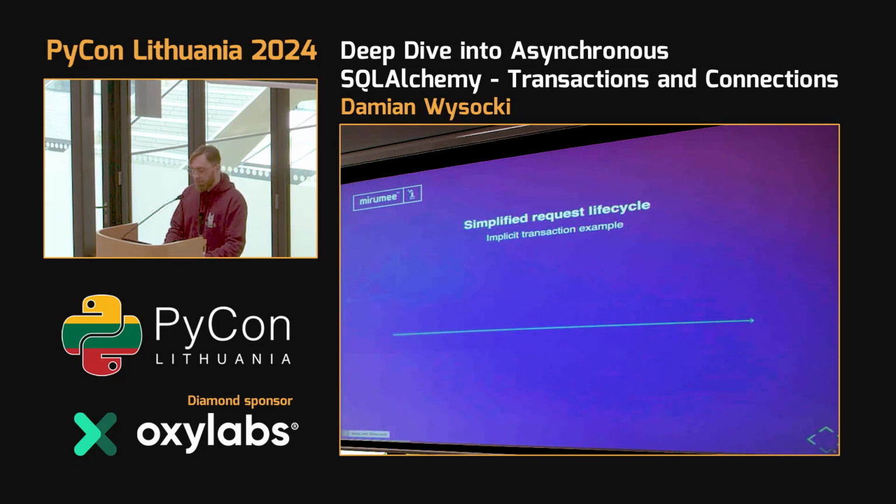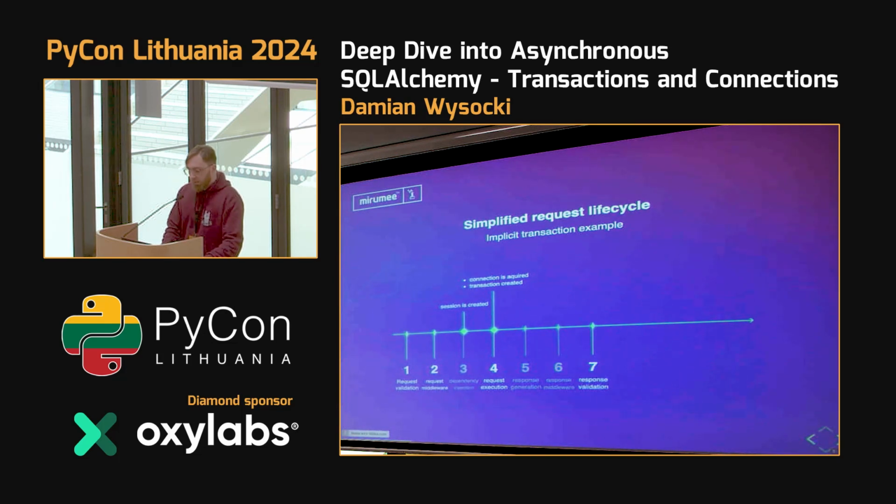Here we have a simplified request lifecycle in FastAPI, focusing only on the interesting steps because this is not a presentation about FastAPI itself. So, in the third step, we have dependency injection, which creates a SQLAlchemy session. Moving on to the fourth step, we execute the request, acquiring the connection and creating the transaction. Moving on, in the ninth step, we return the response. Finally, in the last, 10th step, the transaction is closed, the connection is released, and the session is closed. This is accomplished by the AsyncExitStack, which is middleware provided by FastAPI.